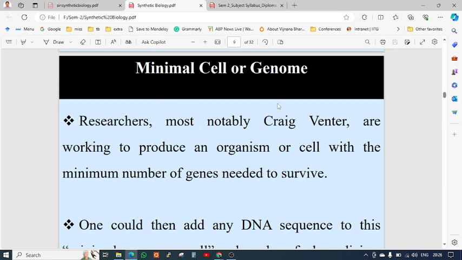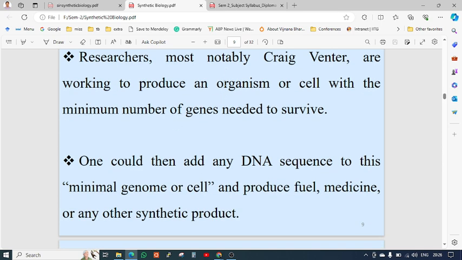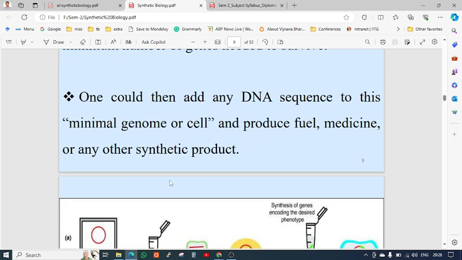Then minimal cell or genome. Minimal cell means researchers, most notably Craig Venter, are working on producing an organism or cell with the minimum number of genes needed to survive, because there are lots of genes, and if the number of genes and chromosomes increases, then the complexity also increases. So in order to reduce the complexity, they define the minimum number of genes which the organism requires. That work is going on, and one could add only a DNA sequence into this minimal genome or cell to produce fuel, medicines, and other synthetic products.